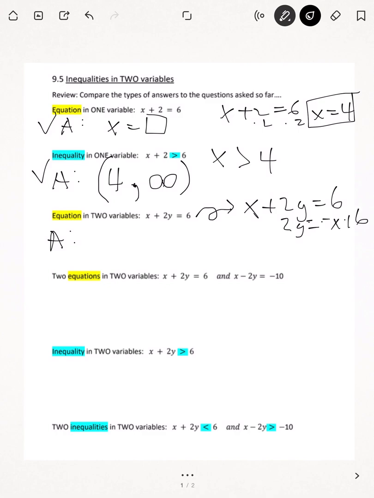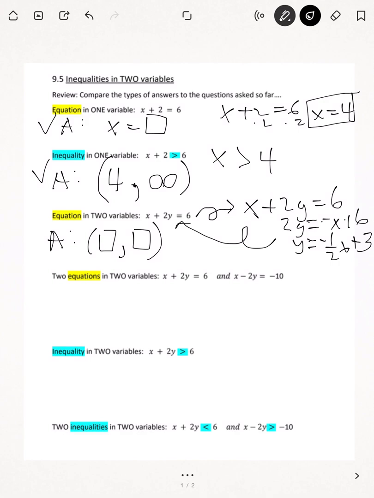And when we divide everything by 2, we end up with y equals negative 1/2 x plus 3. That's not an answer. That's actually just another way to express the equation. When we look for the answer, it takes the form of ordered pairs. We're not looking for the one mysterious answer that makes it true. We're looking for the relationship of two numbers that always solves the original equation.